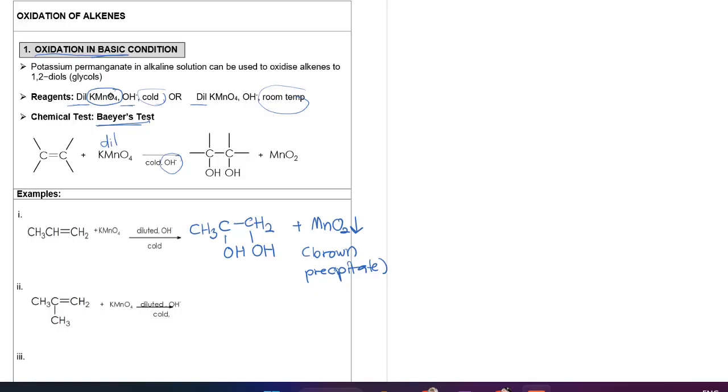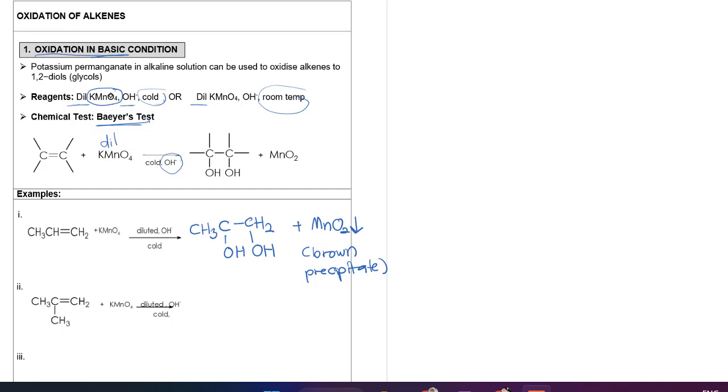Okay, so next is oxidation in basic medium. So we will use the famous oxidizing agent, which is potassium permanganate, KMnO4. It is a very popular oxidizing agent. Your KMnO4 must be diluted, and then in alkaline or basic medium, you can use it in cold or room temperature.